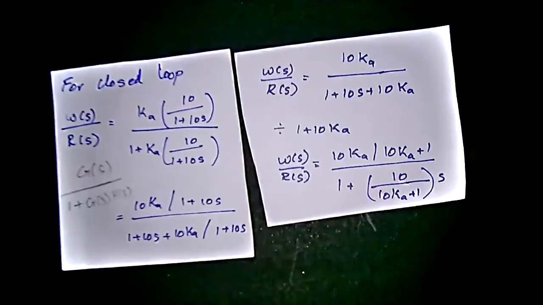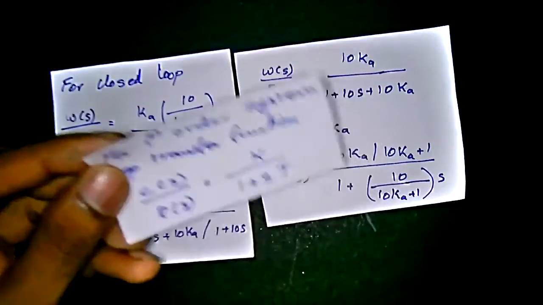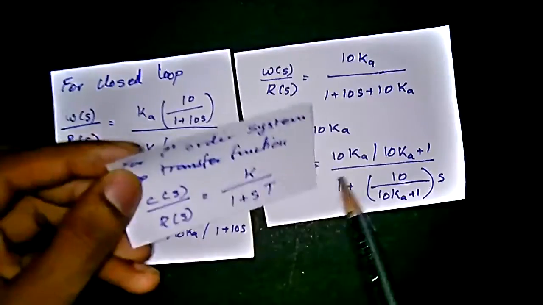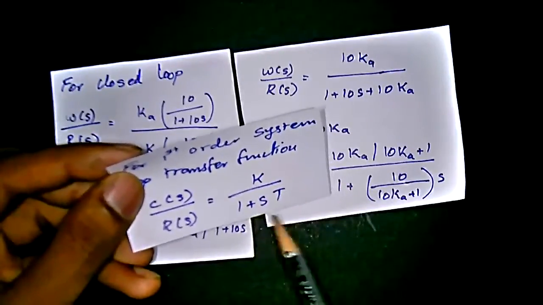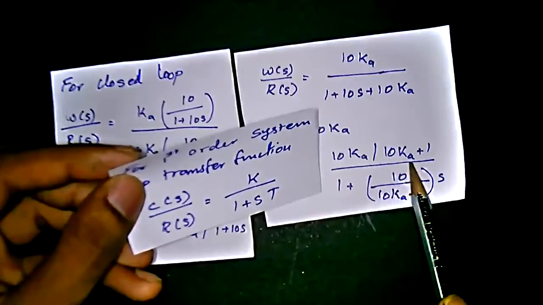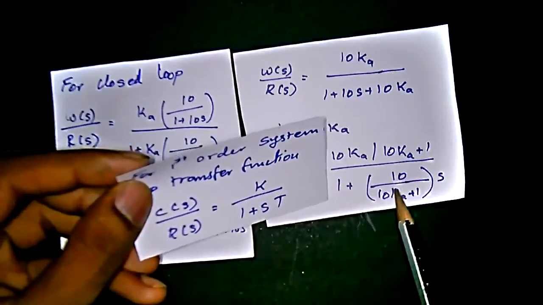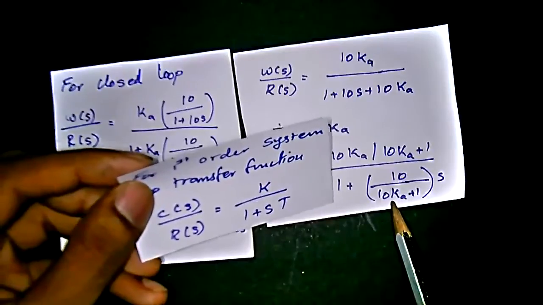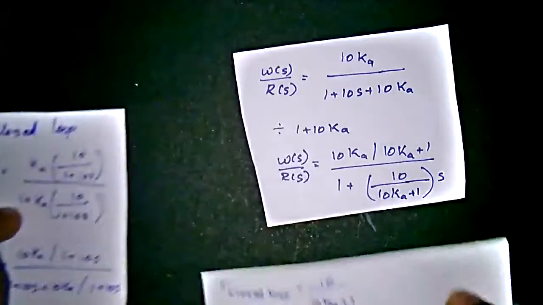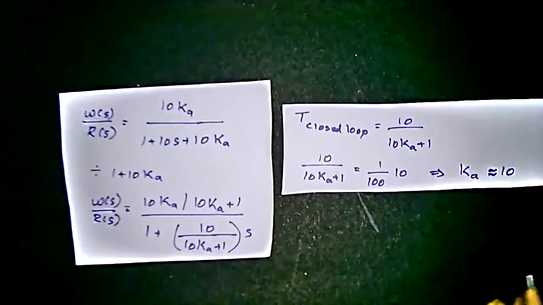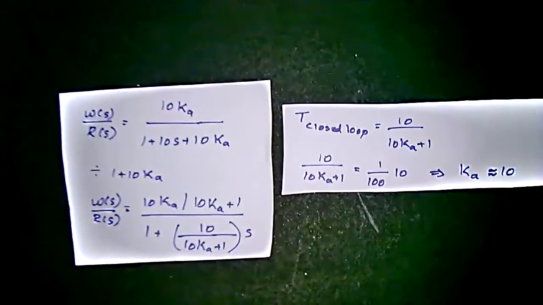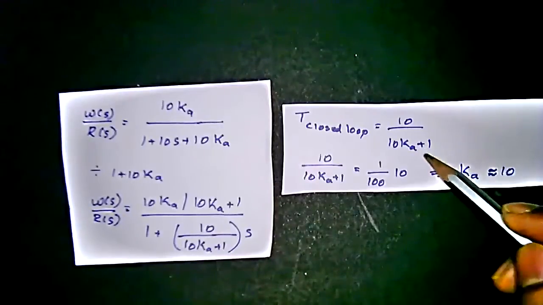From this we should go for the time constant value. We are not going for things like loop gain; we go for the time constant. Comparing the two equations, K/(1+sT) and 10Ka/(10Ka+1) divided by 1+s·10/(10Ka+1), we can find that the time constant of the closed loop is 10/(10Ka+1).